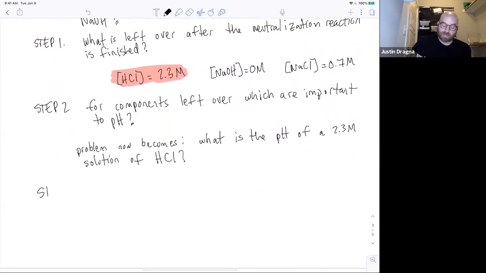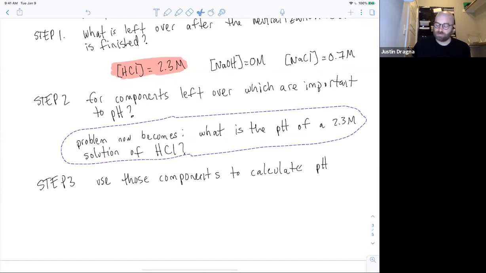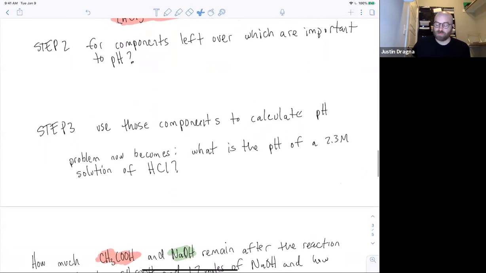Yeah, so then I would say step 3 is to use those components to calculate pH. So for a strong acid, which is what we're dealing with in this case, that's what your problem becomes, which is the pH of a 2.3 molar solution of HCl. I don't like these types of rules, but we can use them for halides, so group 7 or 17 or whatever we call it now. As long as it's not fluoride, you can see it as a spectator ion, it doesn't matter.